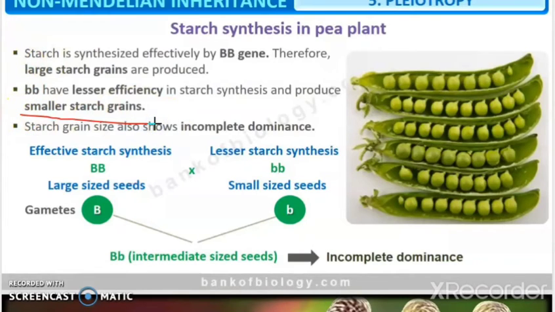Clear? Now, after maturation of the seeds, the capital B seeds are round and the small b seeds are wrinkled.